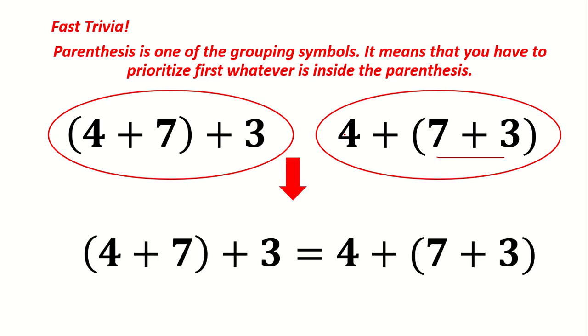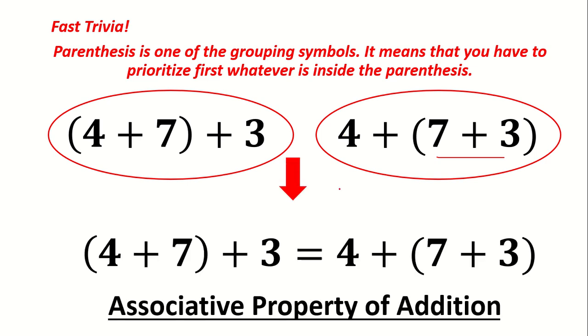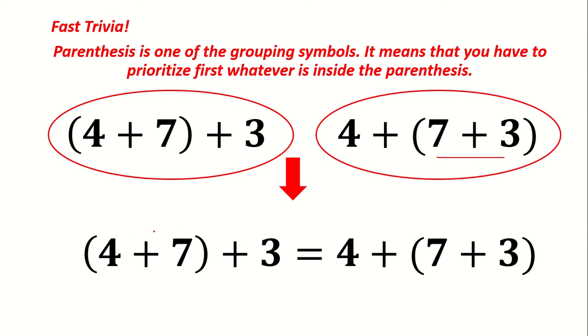Let's check. 4 plus 7 is 11, right? And add 3. 11 plus 3 is 14. That's correct. Here, 7 plus 3 is 10. For now, it seems like they're not the same. But when you add 4 and 10, that's also a 14.